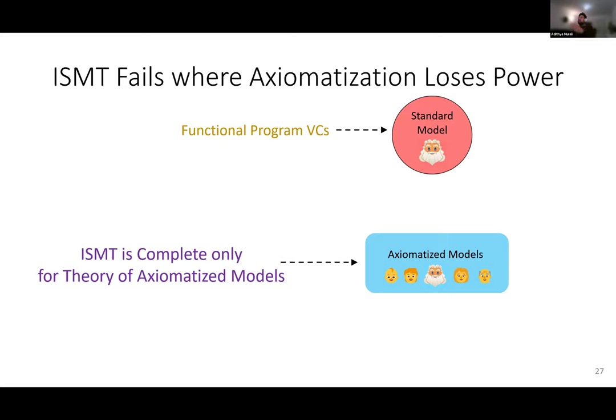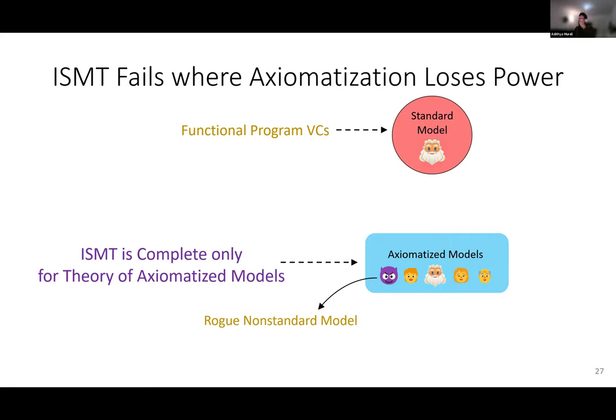So it has to be true on every possible combination of the models of the theory, right? So you can have a bunch of weird unintended models for each theory. You can take the cross product for any of them, and your property has to be true on those as well. That's when ISMT is complete. And so even if there's one model where your property is not true, ISMT cannot prove it.